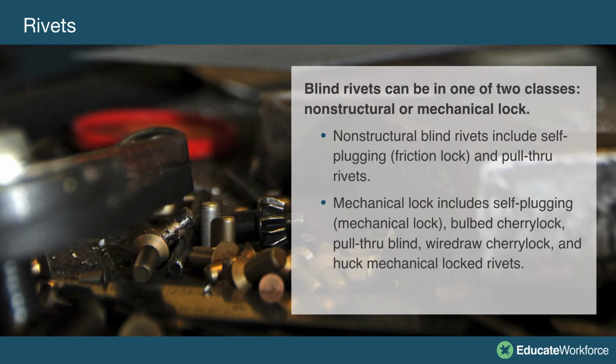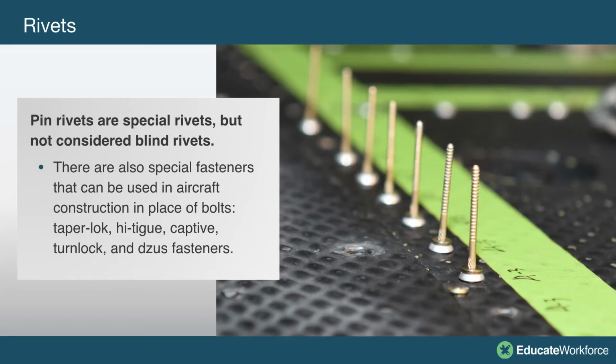The mechanical lock rivet has a device in there that's going to hold that pin in that rivet when you pull it through, and that's going to maintain the strength of the rivet. The mechanical lock type rivets would be a bulbed cherry lock, a pull-through blind, a wire draw cherry lock, and a Huck mechanical lock rivet. Pinned rivets are special rivets but not considered blind rivets. There are also special fasteners that can be used in aircraft construction in place of bolts: taper locks, high teague, captive, turn lock, and Zeus fasteners.